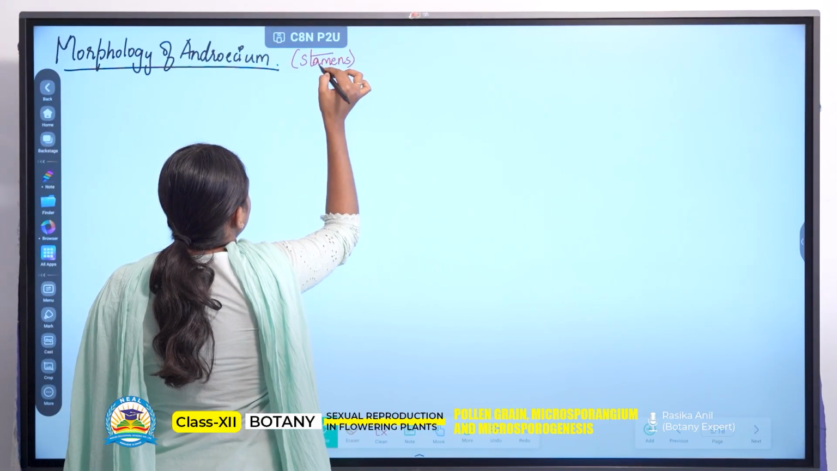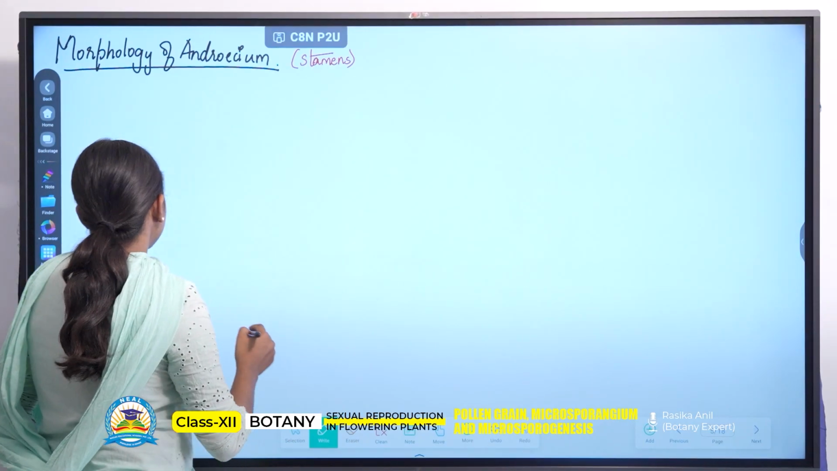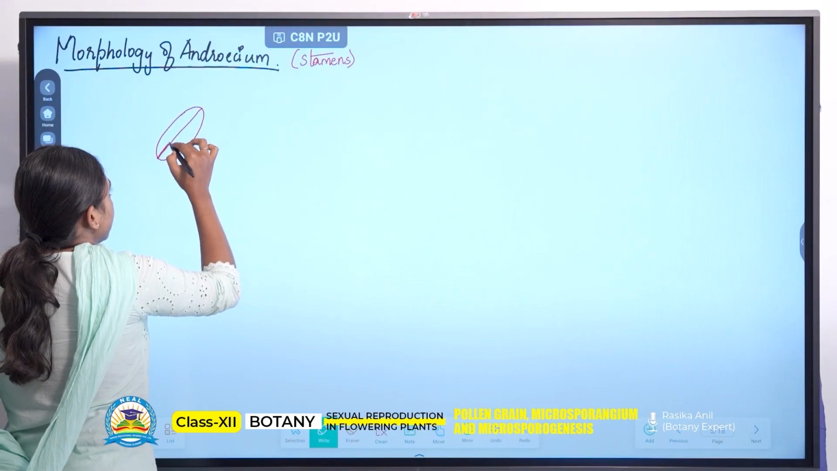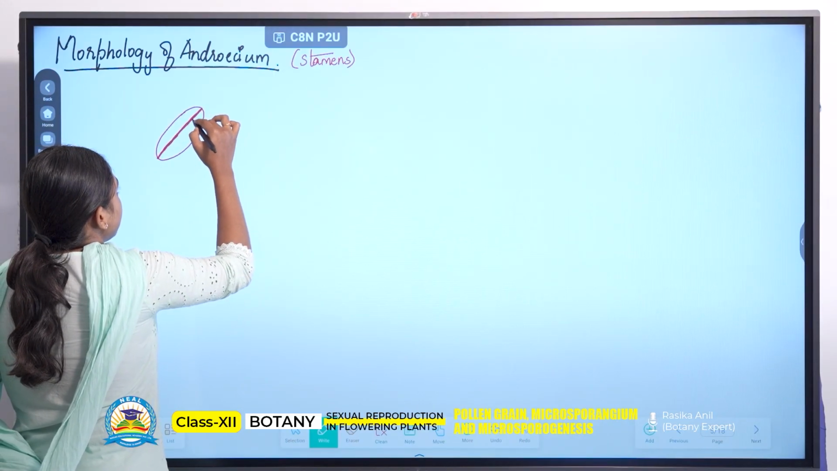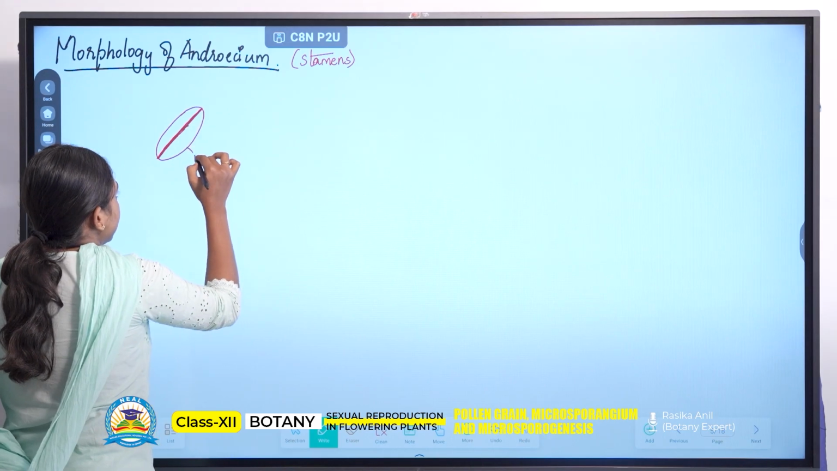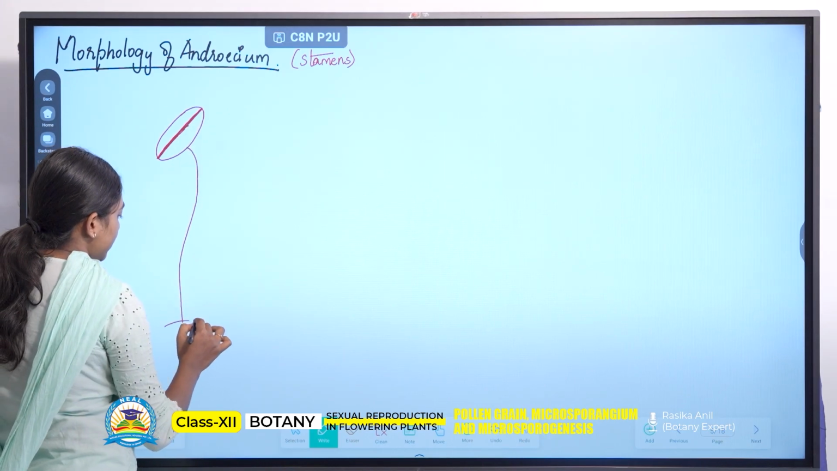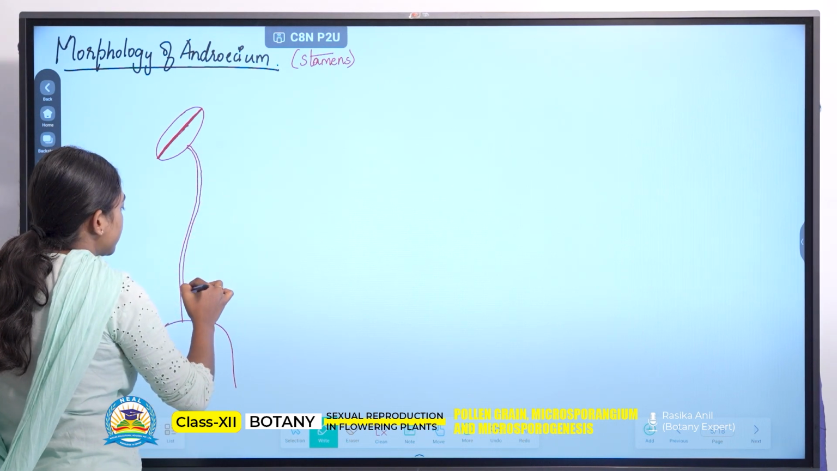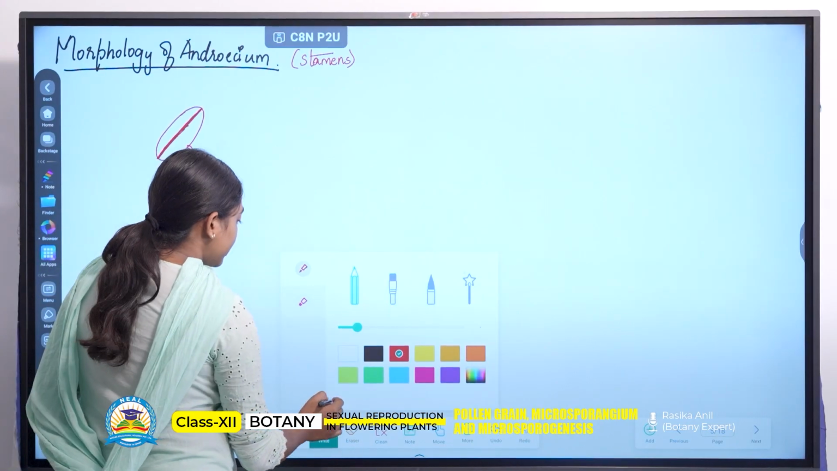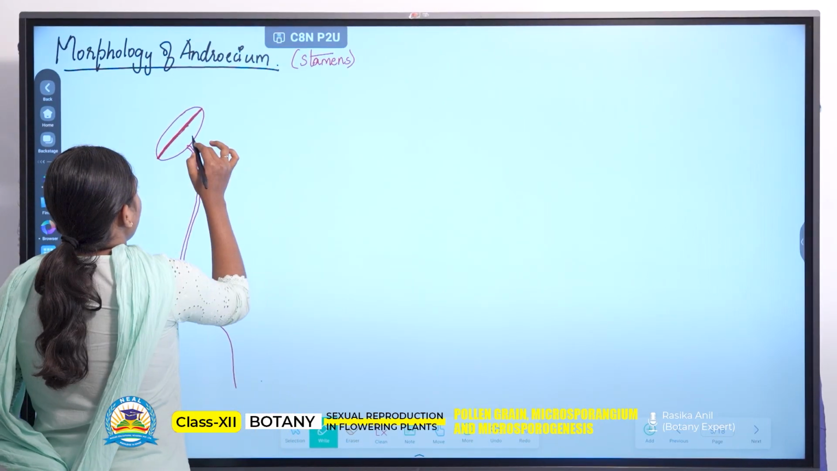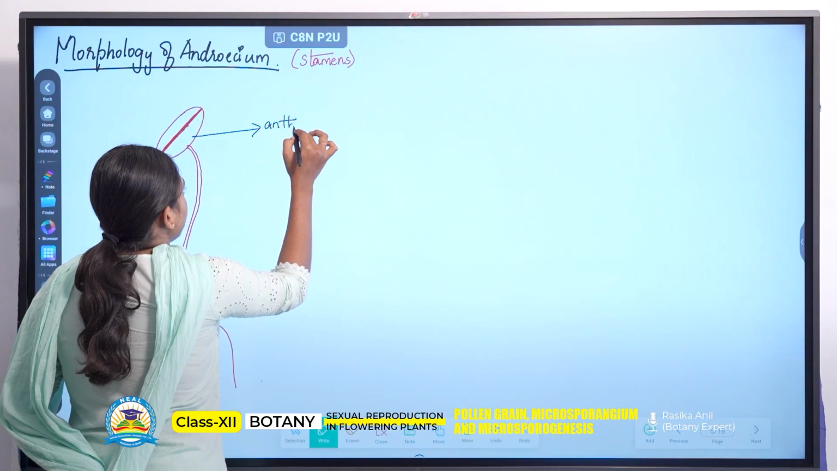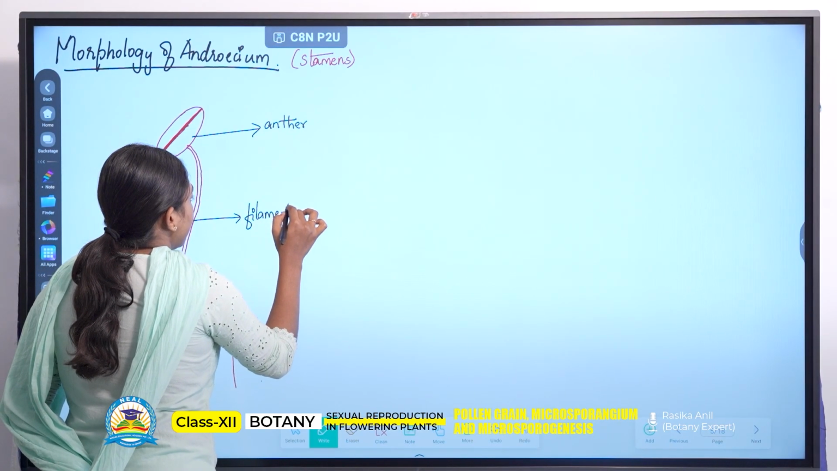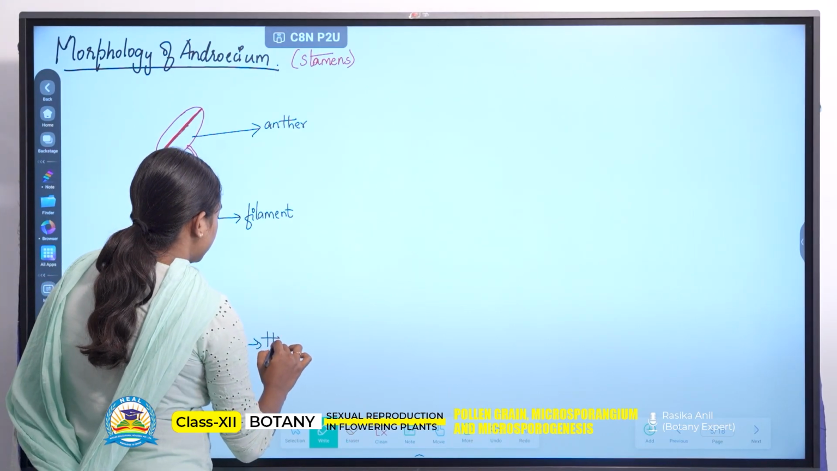We are going to see the structure of a stamen. So how does the stamen look? The stamen has an anther in the middle, and then it has a stalk which attaches to the thalamus. Now let's mark the parts. This is your anther. This is your filament. And this is your thalamus.